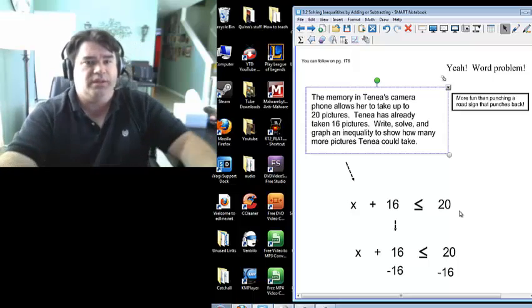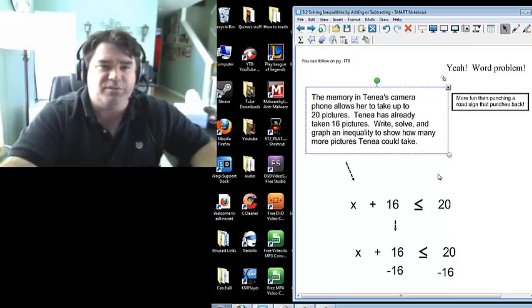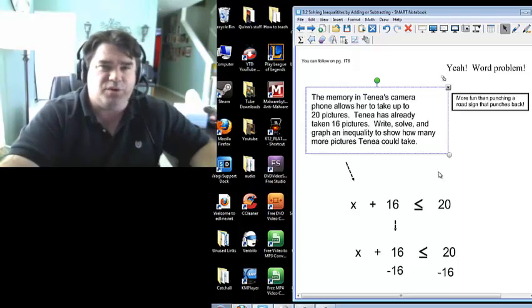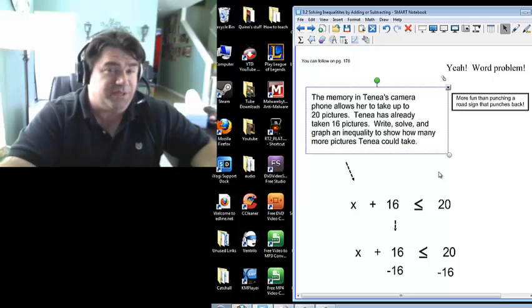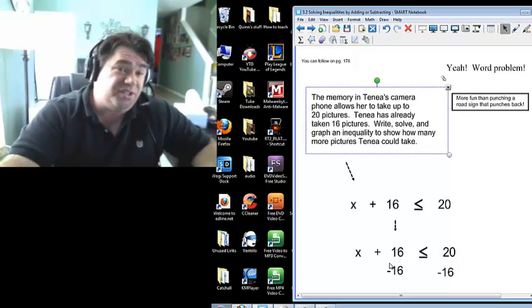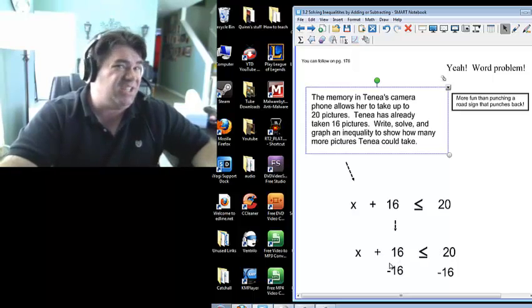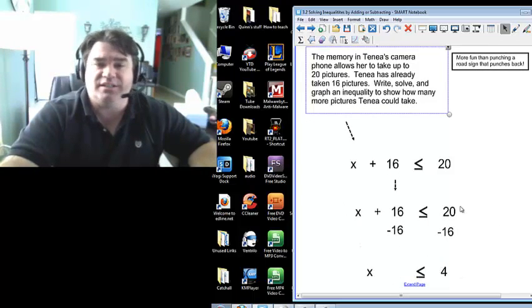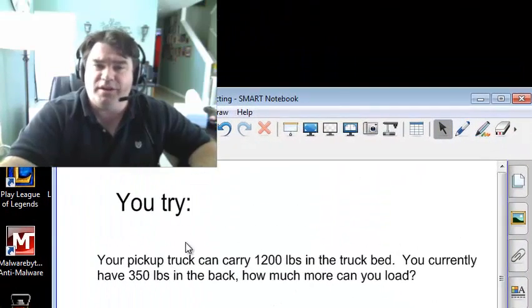This is back in the day when you had a certain number to a camera. Now, with digital cameras and whatnot, you have until your memory runs out. But whatever. You have 16 you've done already. You can have a max of 20. Instead of plus 16, minus 16. Minus 16 on one side, minus 16 on the other. X is left, x is less than or equal to 4. You go ahead and try.